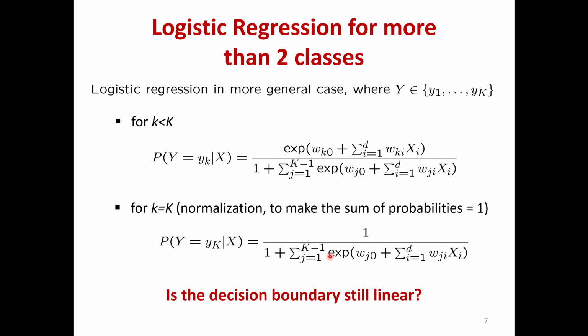At this point, I would like to ask you to think for a minute and try to figure out if the decision boundary among the K different classes is still linear.